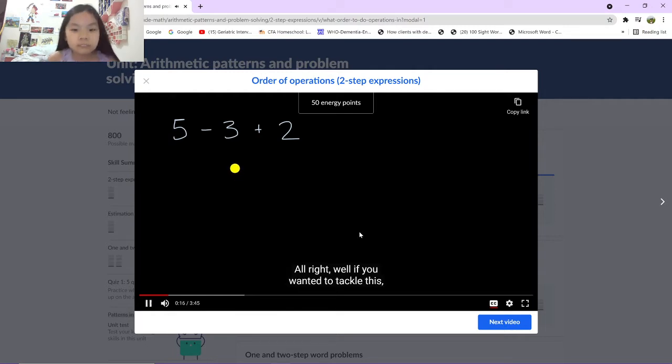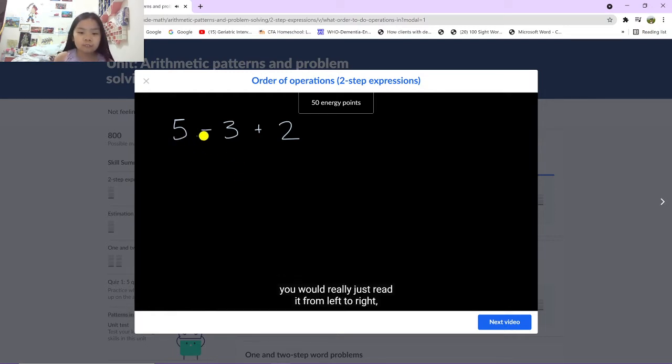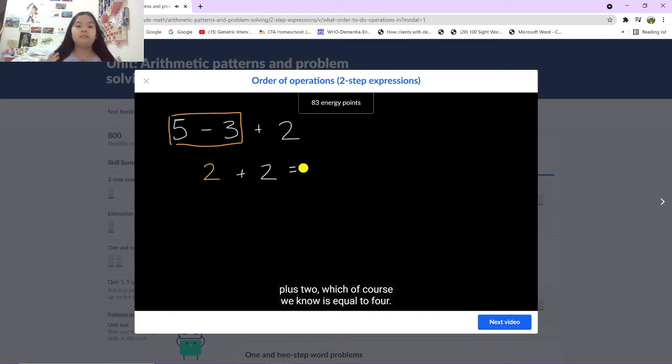Alright, well if you wanted to tackle this, you would really just read it from left to right, or you would compute it from left to right. You'd first figure out what 5 minus 3 is, and 5 minus 3 is equal to 2. And so you'd say, okay, that's going to be 2 plus 2, which of course we know is equal to 4. Now, what if I were to involve a little bit of multiplication or division?